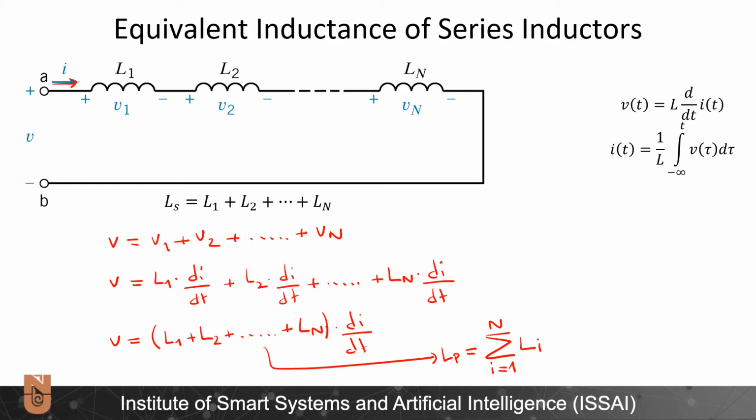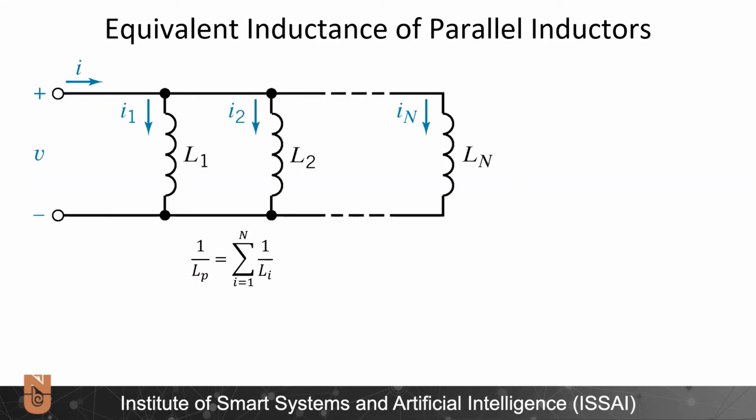The sum from i equals 1 to capital N of L subscript i is my equivalent inductance for multiple inductors connected in series. And in the case of parallel inductors, we have this relation here: 1 over Lp is equal to the summation of 1 over Li, i from 1 to N. It's very similar to parallel resistances. In order to derive this relationship, you should write Kirchhoff's current law for this node, which we'll leave right now as an exercise for the more interested students.